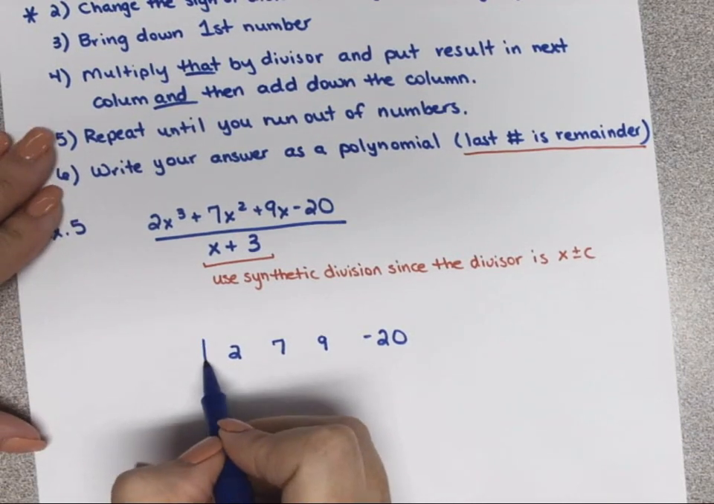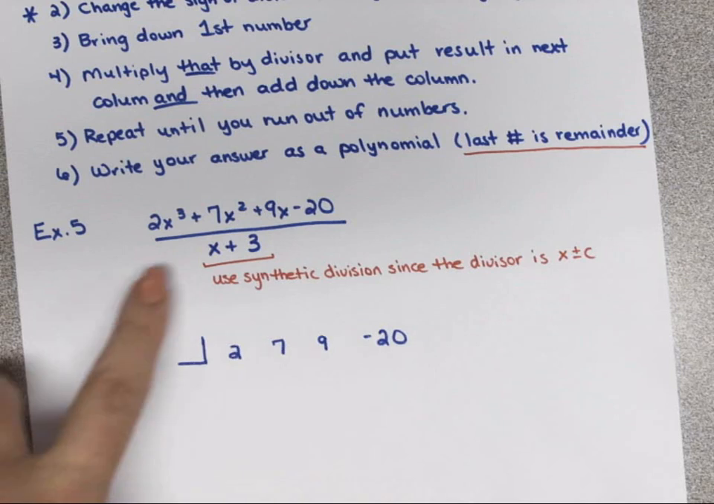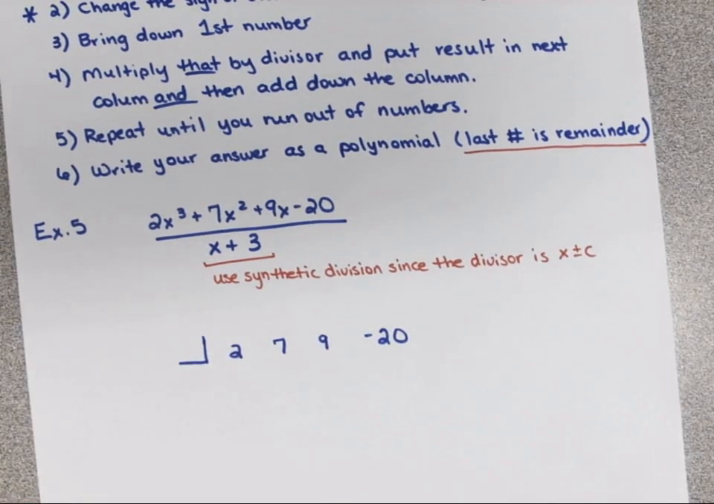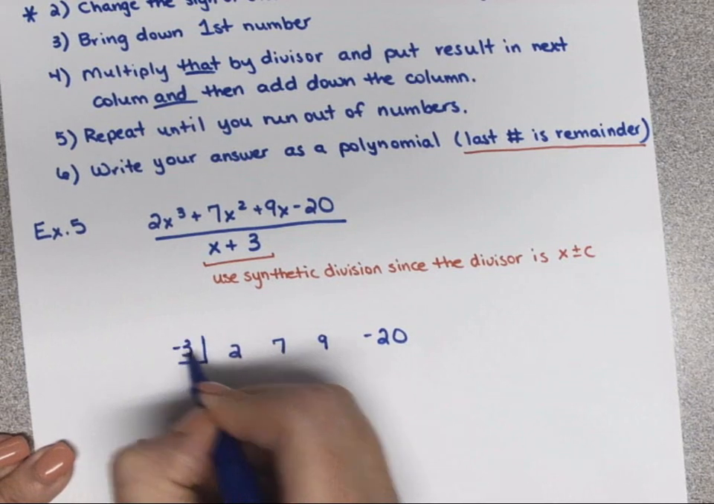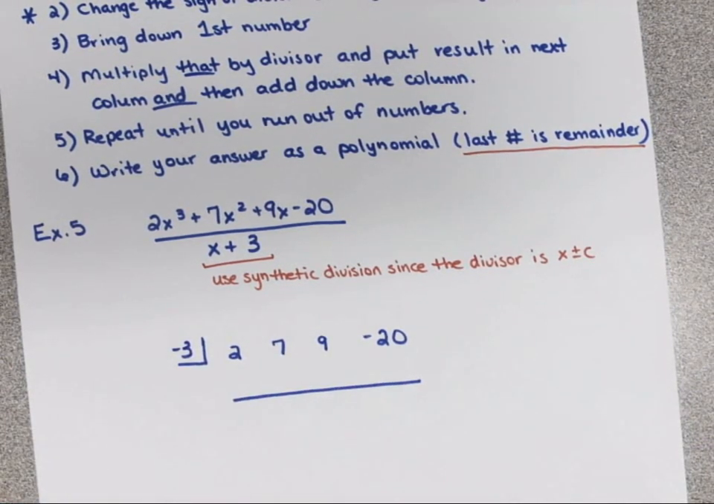And then the divisor goes in kind of a little half box there, but you change the sign of the divisor. In other words, you're actually concerned with what makes the denominator 0, not the number itself. So what would you change 3 to then? Negative 3, okay? And then skip a row and put a line here because we're going to continue to add and multiply and all that good stuff.